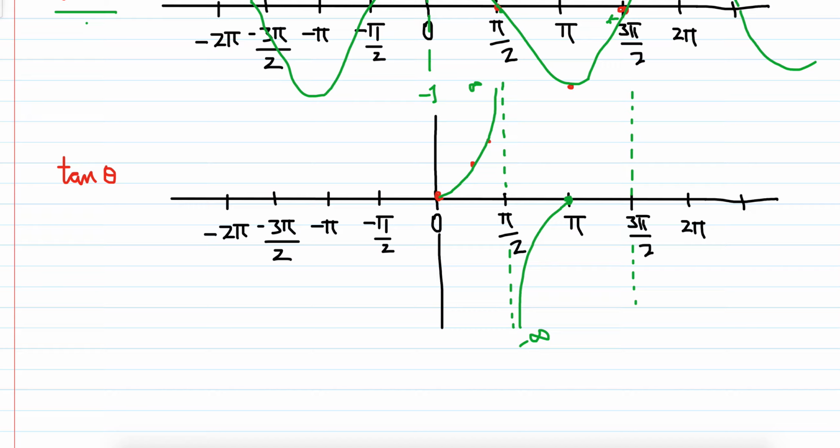So here it's plus infinity, and here it goes towards minus infinity, and at pi again it's 0. At 3 pi by 2, sine is minus 1 and cos is 0.